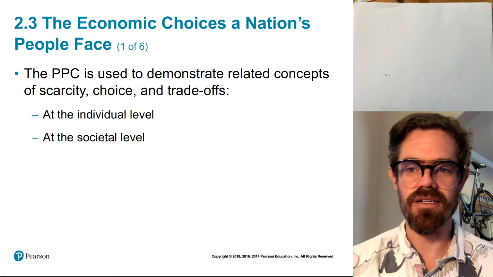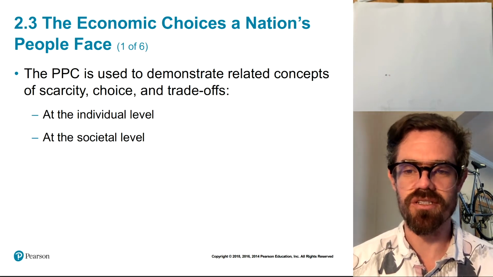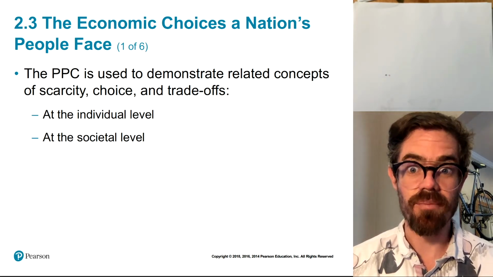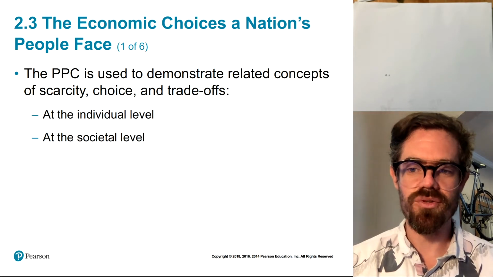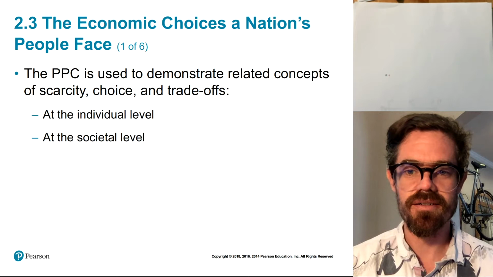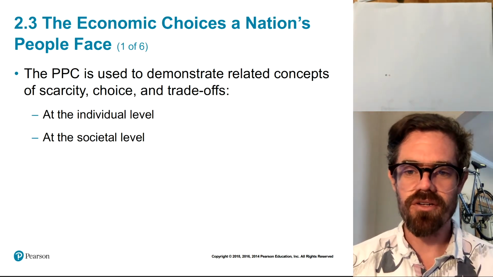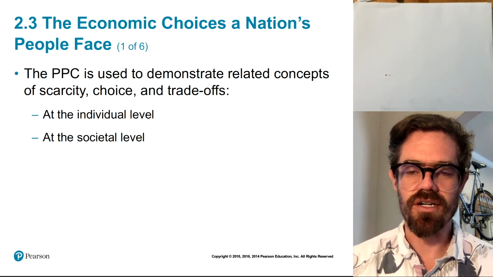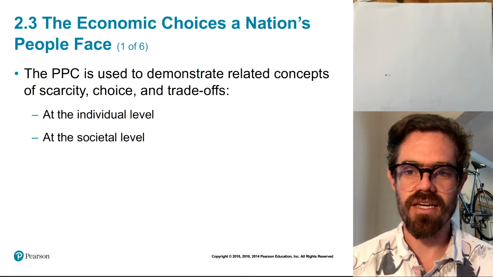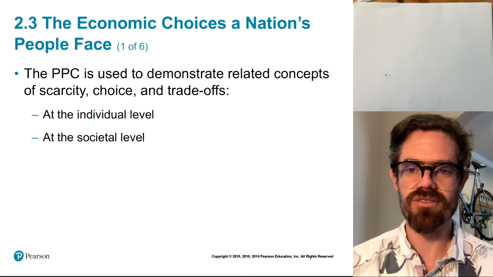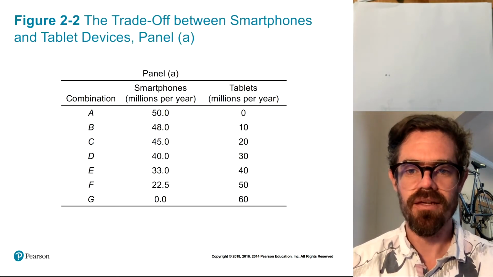So, like I mentioned in the last video, our PPC model can be used to demonstrate the concepts of scarcity, choice, and trade-offs, really opportunity cost, at the individual level, like we saw in the last video with economics grades versus mathematics grades. But our model can also be used at a societal level, thinking about the trade-offs that a society faces. So that's what we're going to look at in this section.